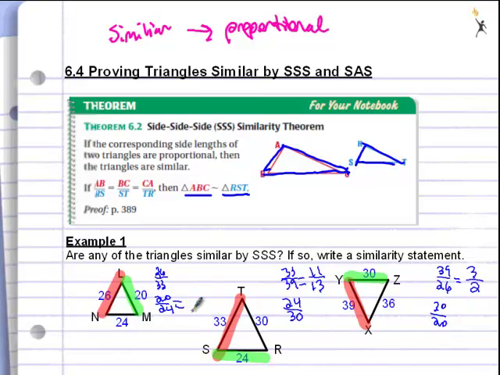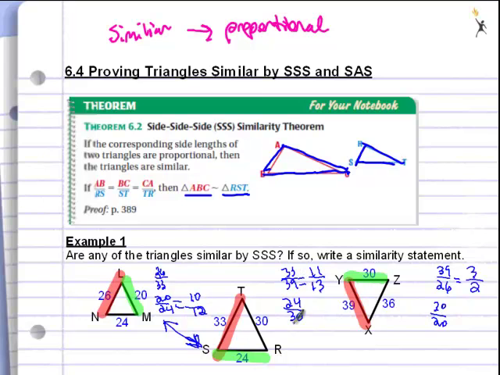20 over 24, which reduces to at least 10 over 12, which already is different. Now 10 over 12 will reduce again to 5 over 6, but we still don't have the same. So we've already proven that these two triangles cannot be similar by side, side, side. The reason they can't be similar is because at least two of the sides need to be proportional. We just proved that two sides are not proportional. In fact, really none of the sides are proportional.